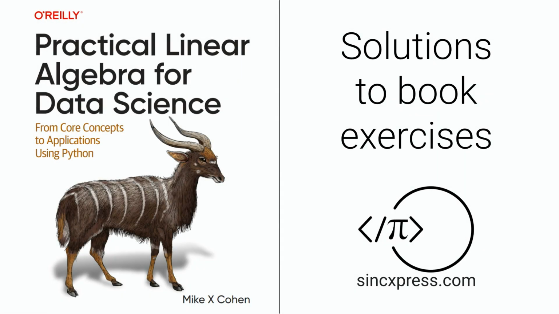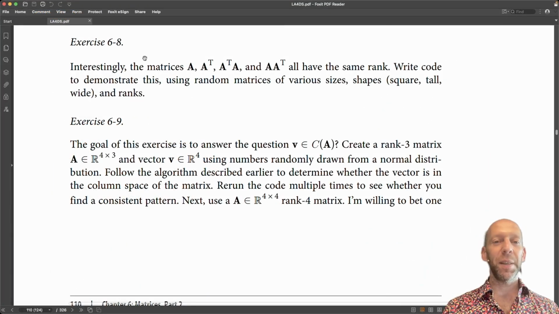As I discussed in this chapter, the ranks of these four matrices are exactly the same. So A transpose times A, and A times A transpose. It doesn't matter if A is square or non-square. It doesn't matter if A is full rank or reduced rank. The ranks of all of these matrices are exactly the same.